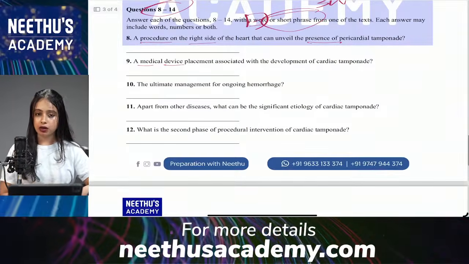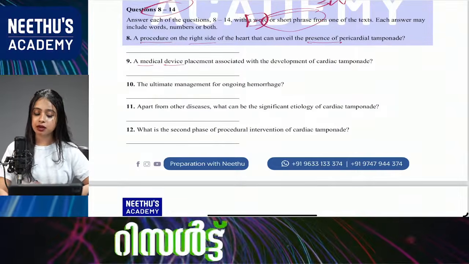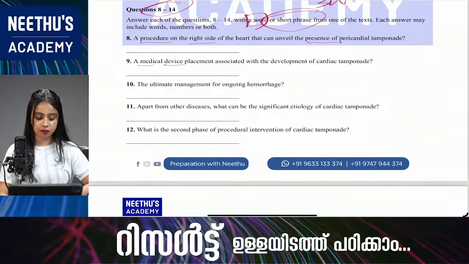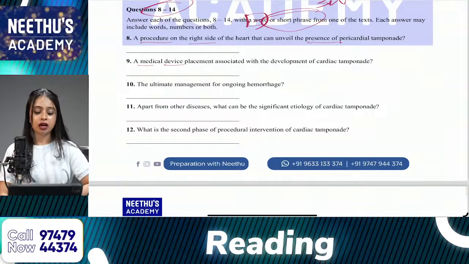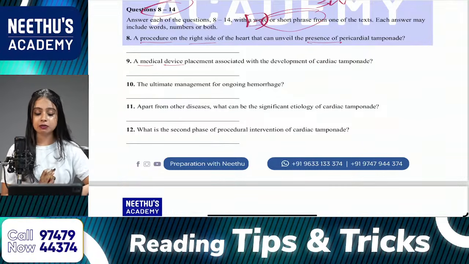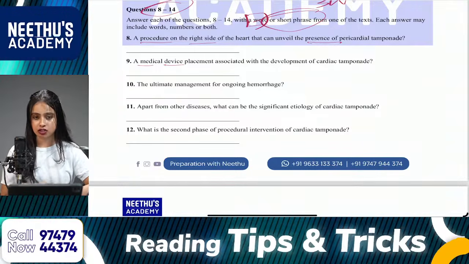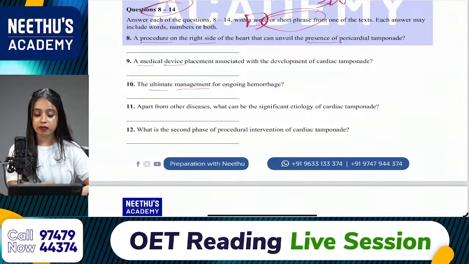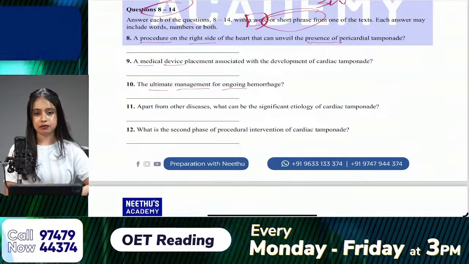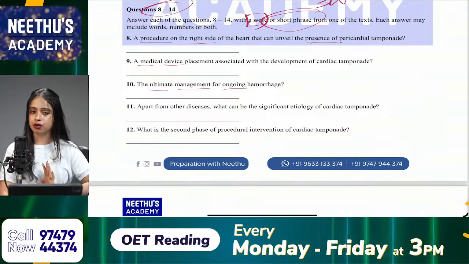Then 10th one, the ultimate management for ongoing hemorrhage. Okay, yes, very good. It is pacemaker. Okay, Vidya, it is pacemaker. Very good. Okay, so the 10th question, ultimate management for ongoing hemorrhage. So my keywords: ultimate, management, then ongoing. I'm not marking hemorrhage. My keyword is ongoing, okay?